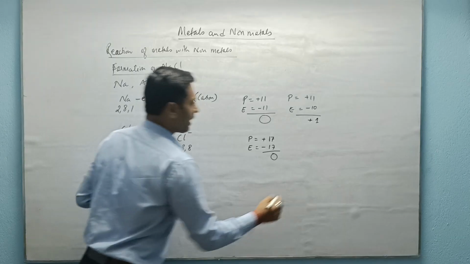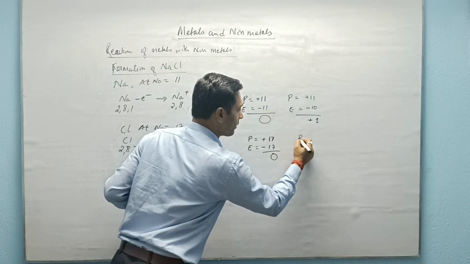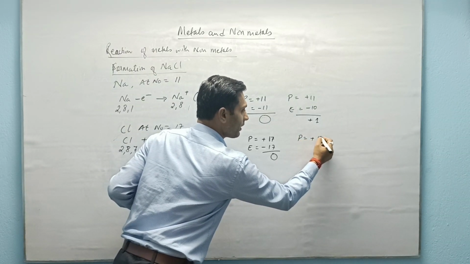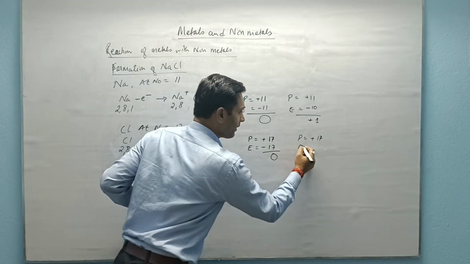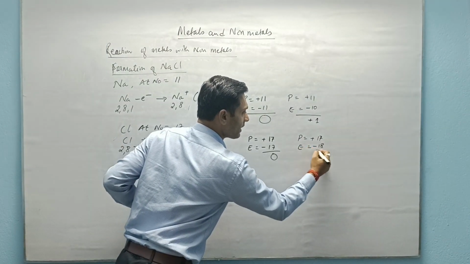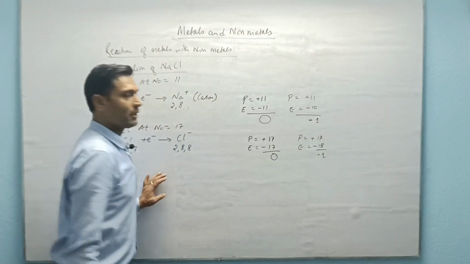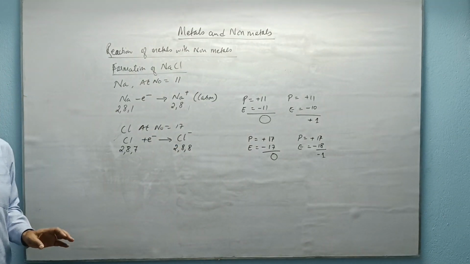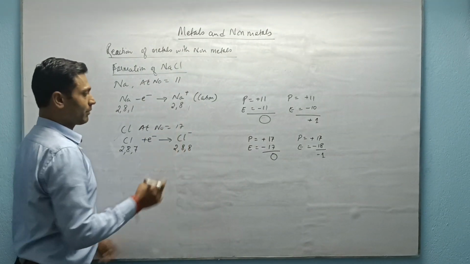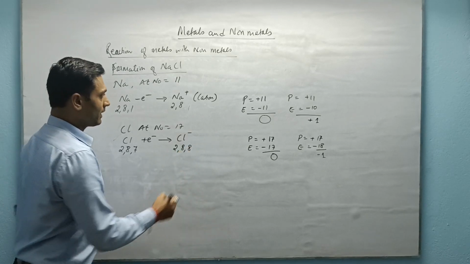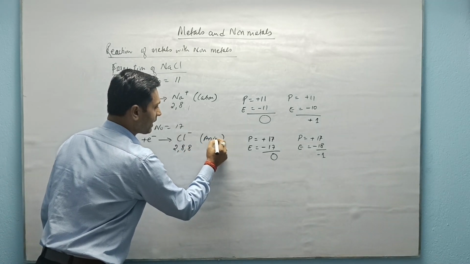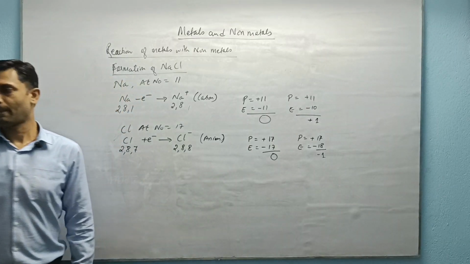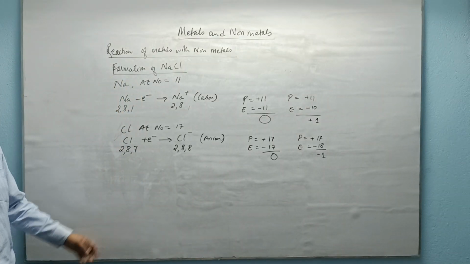On the other hand, after gaining one electron, the proton number remains the same, 17. And the electrons become 18. So the charge becomes minus 1. And this is called an anion. The negatively charged ion is called anion.